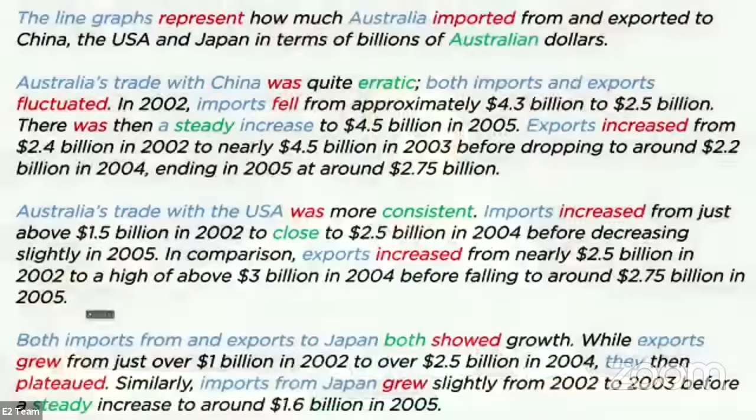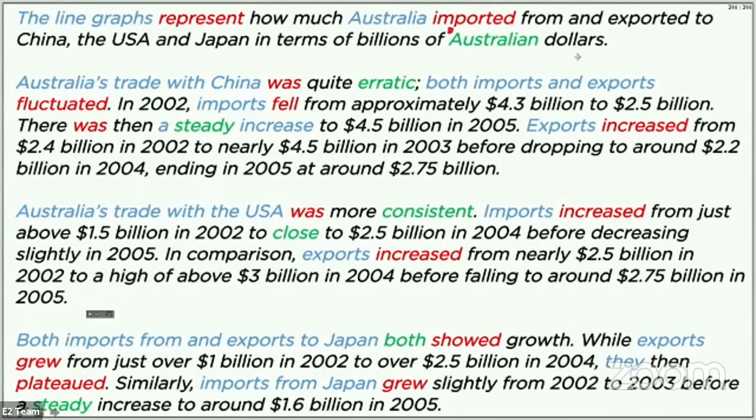But when you're doing writing task 2, you will use a lot more adjectives, and you'll use quite sophisticated adjectives. But let's look at this one here. Australian is an adjective because there's the noun that it's describing, Australian dollars, or it could be Japanese or Chinese or American. I've got an adjective here, erratic. It was quite erratic. I've got a steady increase. There's the noun. Here's the adjective, a steady increase.